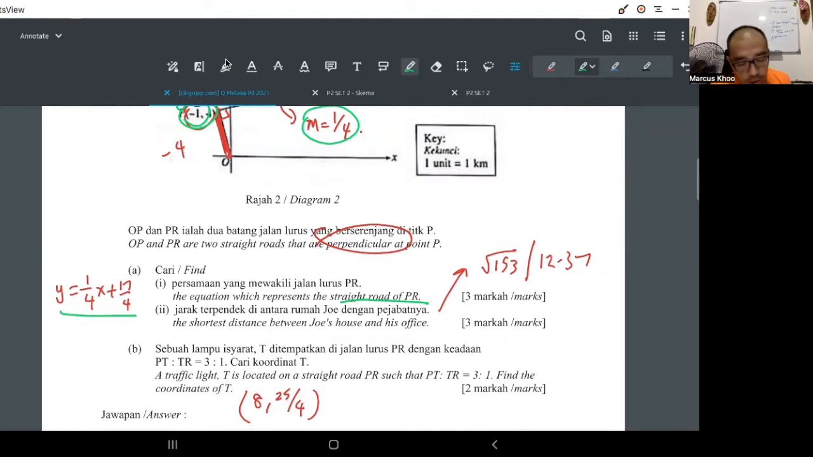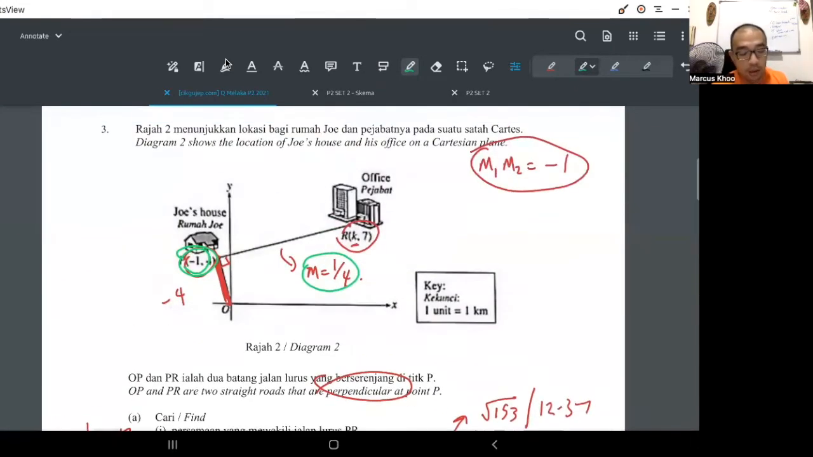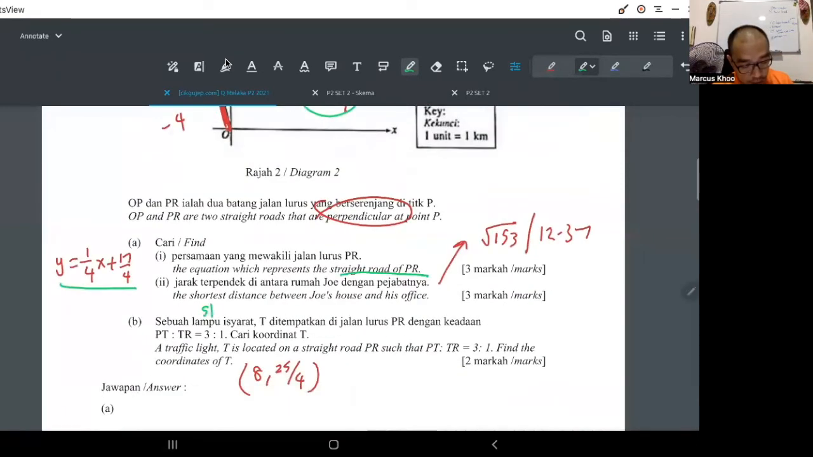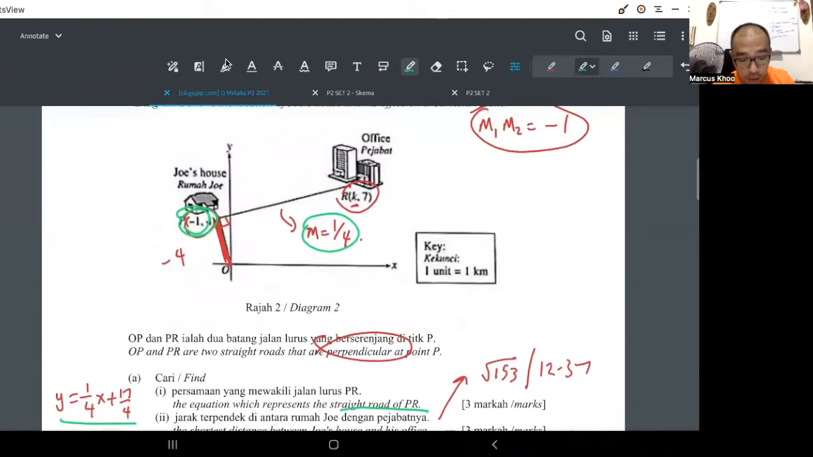Okay, next is the shortest distance between Joe's house and the office. The shortest distance is always a straight line. So basically, it's just asking you to calculate the distance between Joe's house and his office. And this is a formula that actually you studied in Form 3, okay, which is square root of (x2 minus x1) squared plus (y2 minus y1) squared.